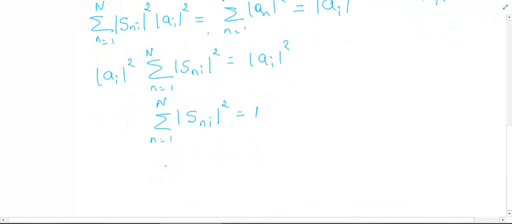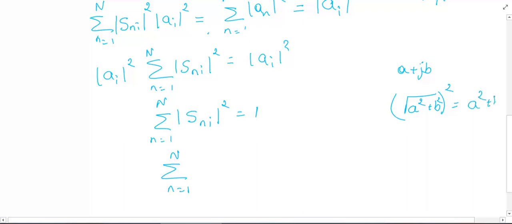So in the next step, this is also equal to summation n equal to 1 to n. Whenever you speak about anything like this, I can tell you something: you have A plus JB. What is the magnitude square of A plus JB? Magnitude is the square root of A square plus B square, so the square root with the square cancels, and what remains is A square plus B square.